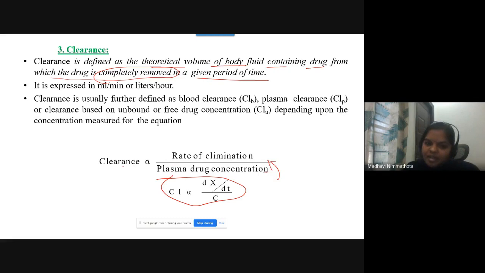So for that reason, your clearance is directly proportional to the rate of elimination, that is dx by dt, and the plasma drug concentration, that is C, and clearance is CLT, total clearance. The derivation for this clearance is not available in your textbooks. One more time I am telling you.